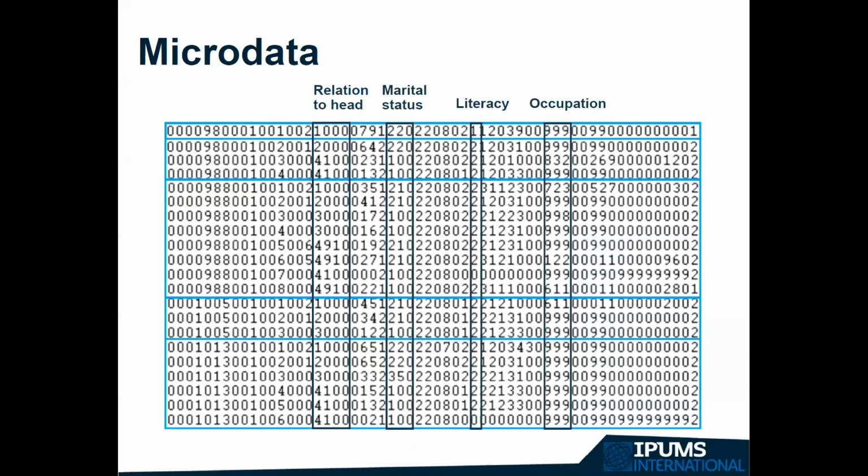It allows researchers to analyze individuals in the contexts of their families and households. And microdata are, in general, much more flexible than summary or aggregate or tabulated data. You don't have to rely on those pre-published tables. You can generate your own tabulations, and you can do much more complex individual level multivariate analyses using microdata.